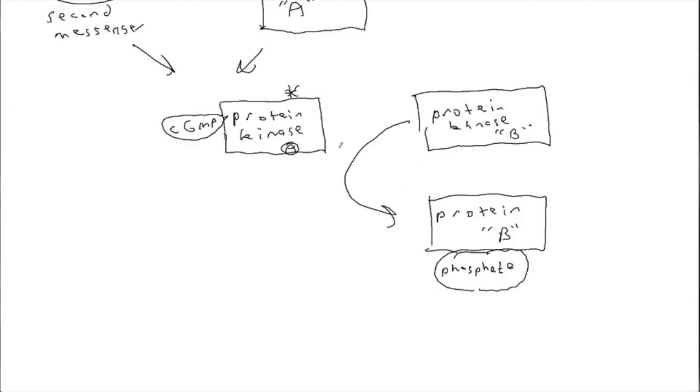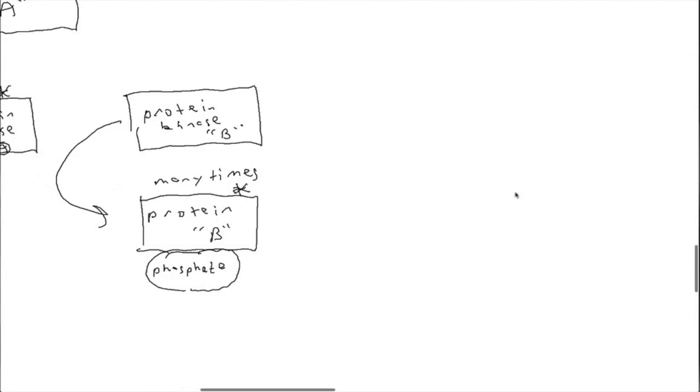Okay, very good. In fact, it could do that many times. A single protein kinase A might phosphorylate 10 or 100 or 1,000 or 1,000,000. I don't know how many times, but it could phosphorylate many, many protein Bs. And now that this is phosphorylated, I'm going to put a star on it. What does the star mean? It's activated. It's activated now.